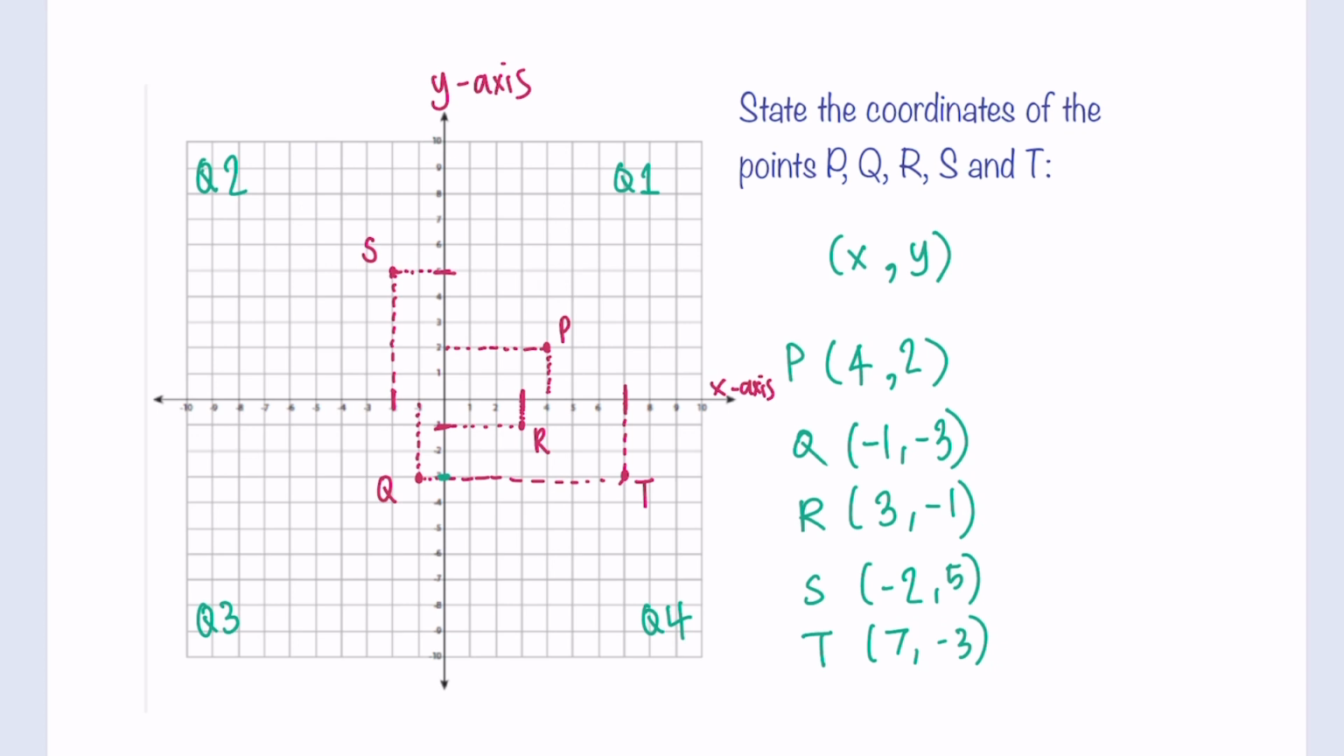So if you get asked a question, which points lie on quadrant 1? That means look at quadrant 1. Which points are sitting on it? And the answer would be point P is in quadrant 1. Which points are in quadrant 2? The answer is point S is sitting in quadrant 2. Which point is sitting in quadrant 3? Point Q is. And lastly, you see that both point R and T are in quadrant 4.